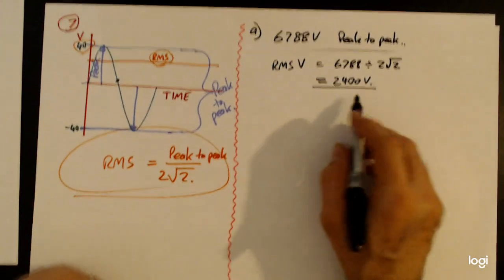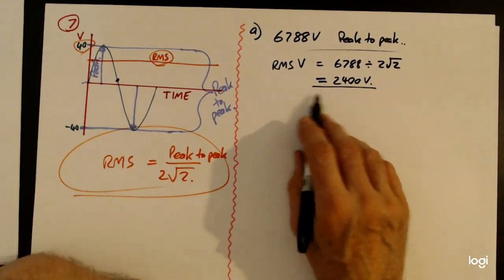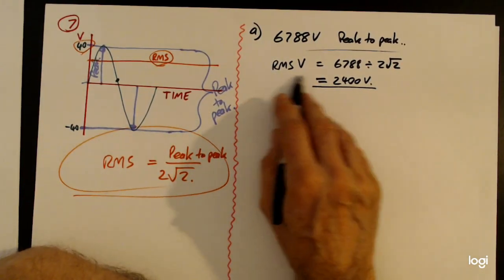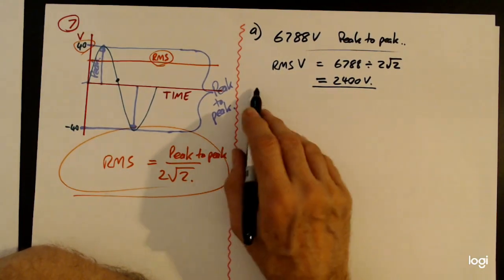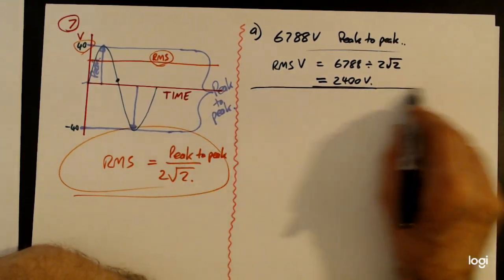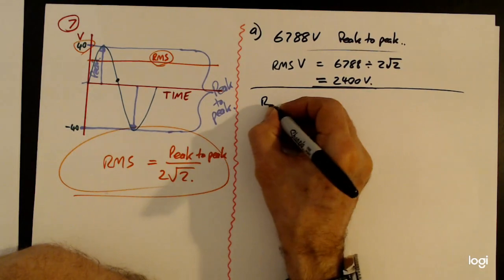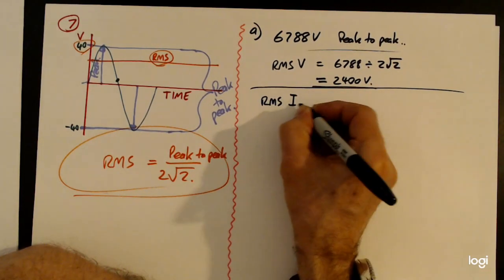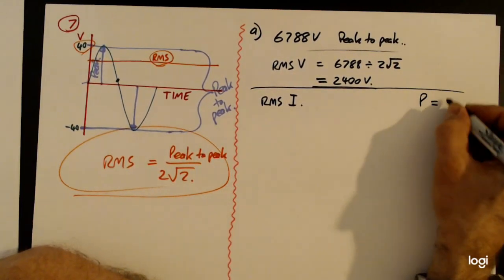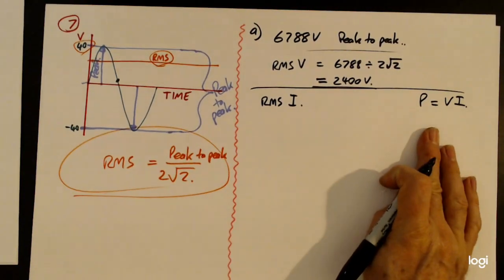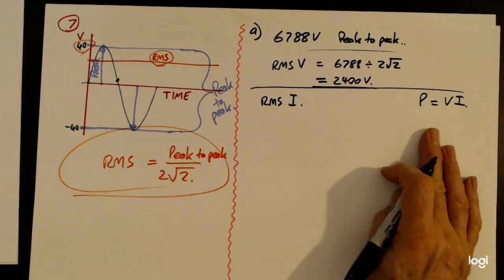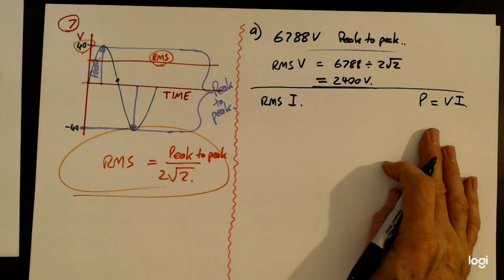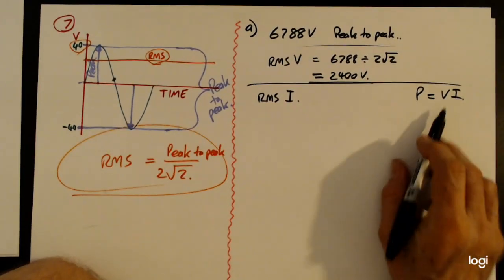So RMS current is related to RMS voltage. Now that we've got the right sort of units, we've converted it to the same language, we can now get the RMS current. And you get that by using P equals VI. And the power, they gave it to you in the question, is 2.88 megawatts.